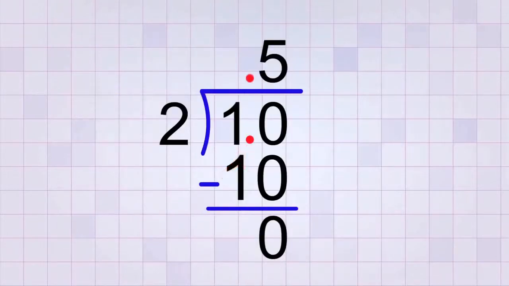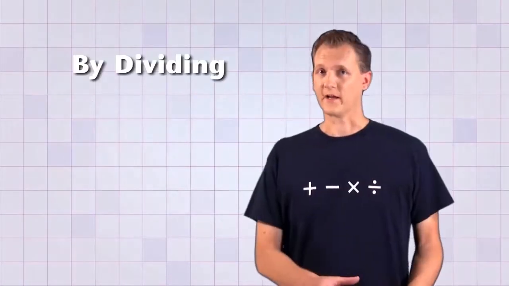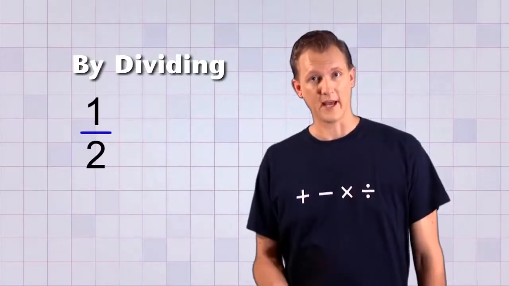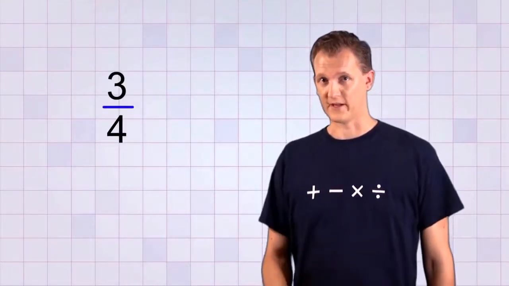We put it directly above the decimal point in our problem. There. Now our answer is 0.5, or .5, which is the more proper way to write it. So by dividing, we figured out that the decimal value of 1/2 is 0.5. Now let's try converting the fraction 3/4 by dividing.